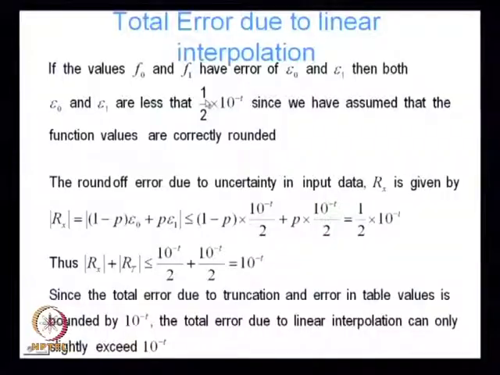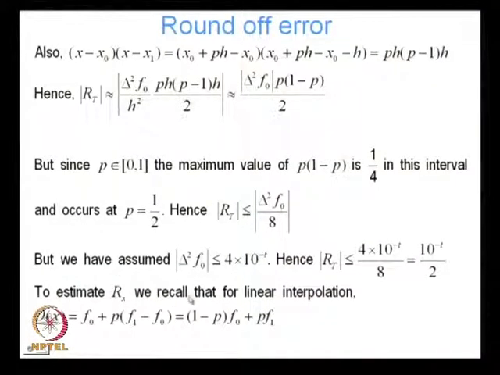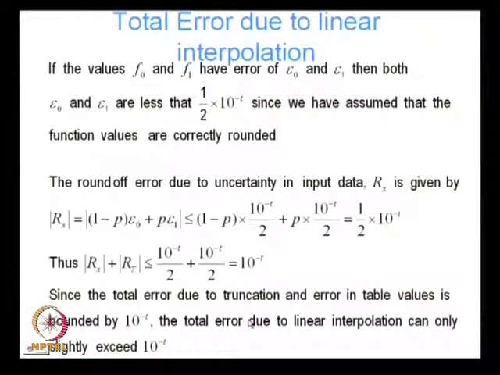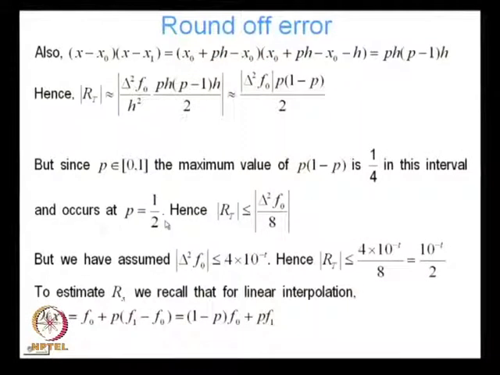So, whatever is the error due to round off must be less than half into 10 to the power minus t, since we assume that the function values have been correctly rounded off after the tth decimal place. The round off error due to uncertainty in input data Rx is therefore given by mod of Rx equal to mod of the error in this, so 1 minus p times epsilon 0, that is the error in f0, plus p of epsilon 1. We know that, because that is my function value.